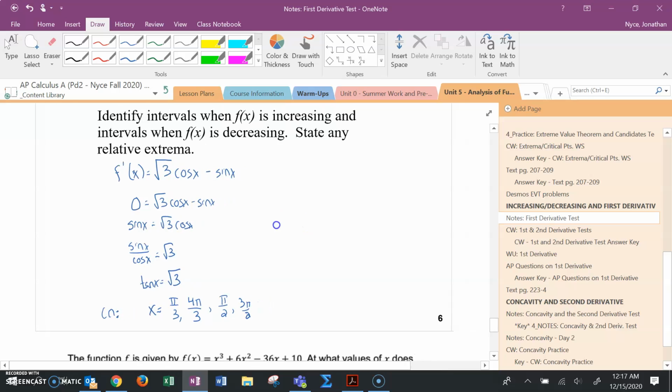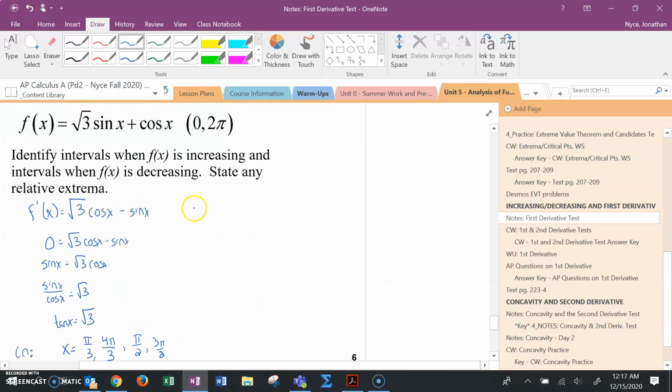So putting those numbers on making a sign chart, we're going from 0 to 2 pi. I'm putting parentheses there because the 0 and the 2 pi are not included. And we're going to have pi over 3, pi over 2, 4 pi over 3, and 3 pi over 2. Again, we want to plug numbers into the derivative to find out if that's positive or negative.